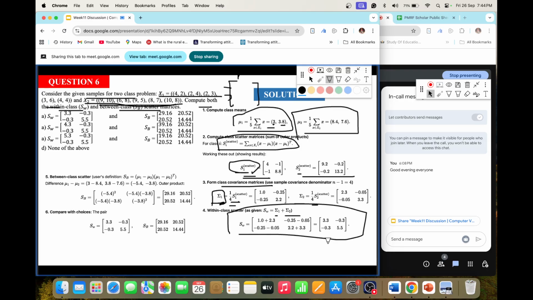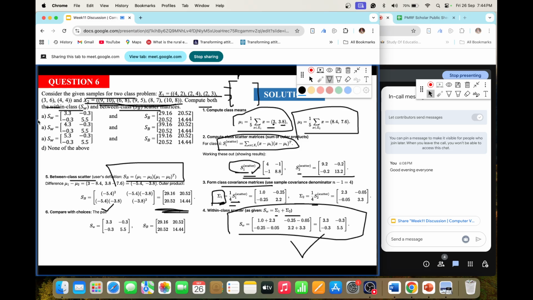Second thing is between the classes, which is very easy: mu1 minus mu2, times mu1 minus mu2 transpose. You know mu1 and mu2, so just compute mu1 minus mu2 and then its transpose. By this we get the SB, the between-class scatter matrix. So we got the within class, we got the between class, and then we can check the answer. So 3.3, minus 0.3, minus 0.3, 5.5.